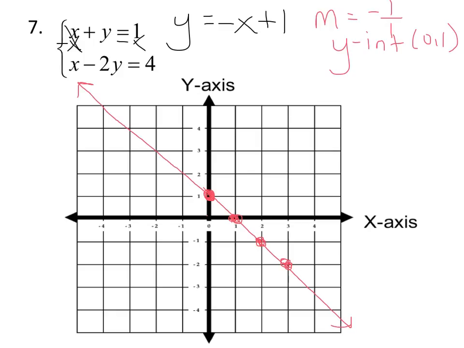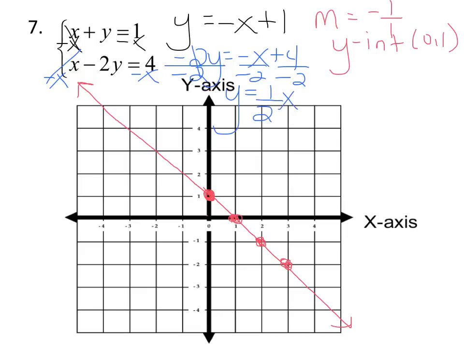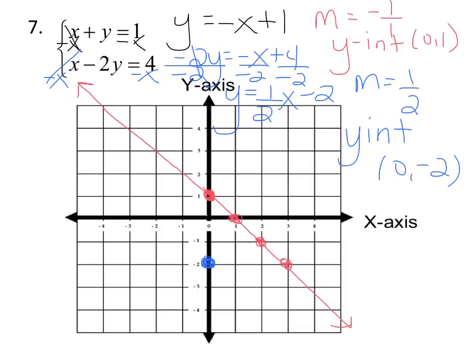Okay. And then we'll do blue here. So we're going to subtract x from both sides, giving us negative 2y is equal to negative x plus 4. Divide everything by negative 2, giving us y is equal to positive 1/2 x minus 2, because you have a negative over a negative. So our slope is 1/2, and our y-intercept is 0, negative 2. So that's going to be here. We're going to rise 1, run 2, rise 1, run 2. So our line's going to look like this.